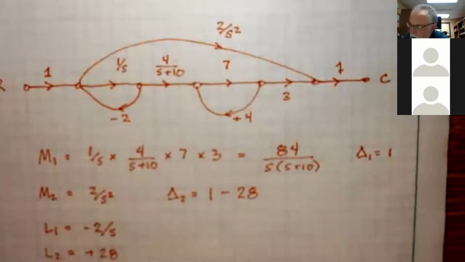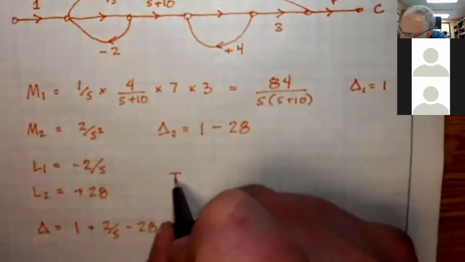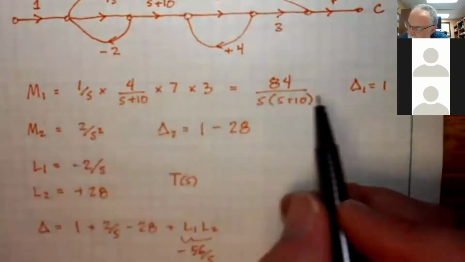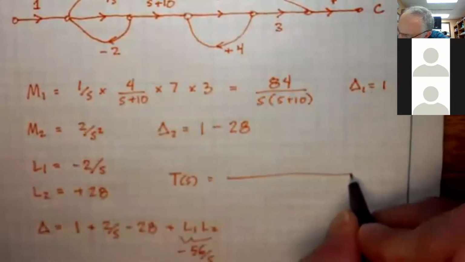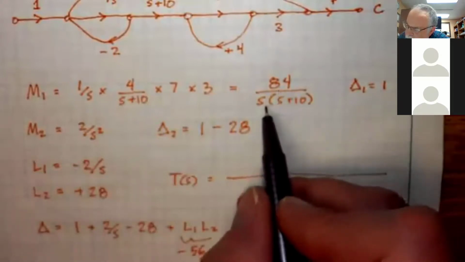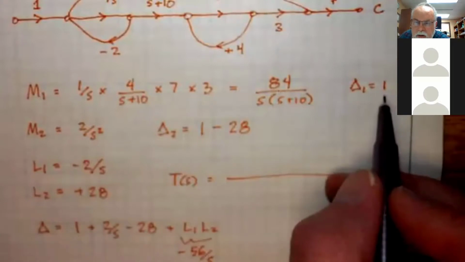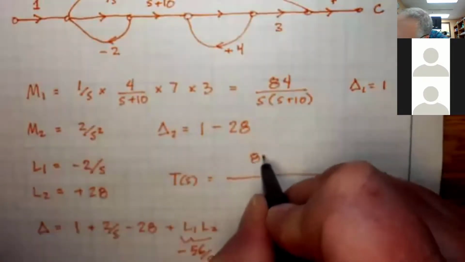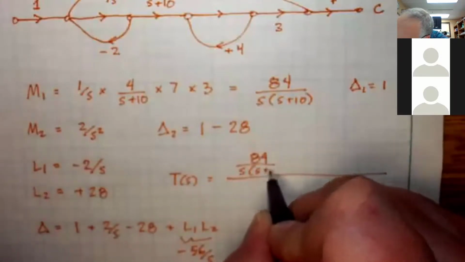Okay. So now my overall transfer function, T(S), I've got, for my first path, it was 84 over S times S plus 10. My delta function is 1, so it just multiplied by 1. So that's going to be 84 over S plus 10.